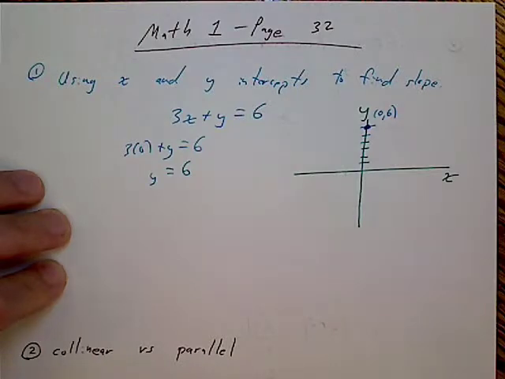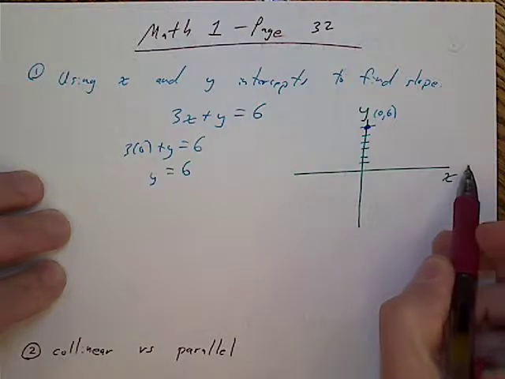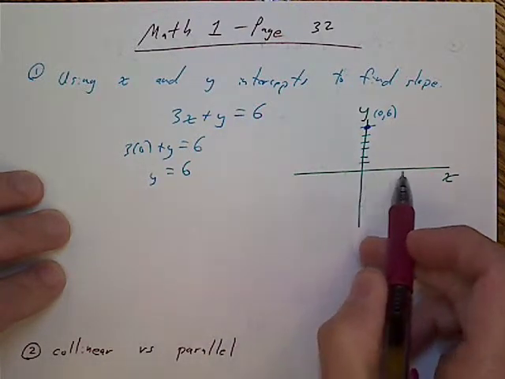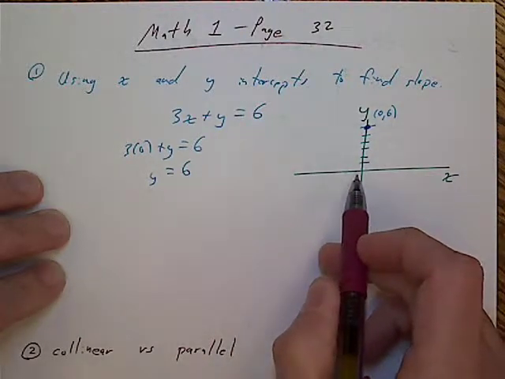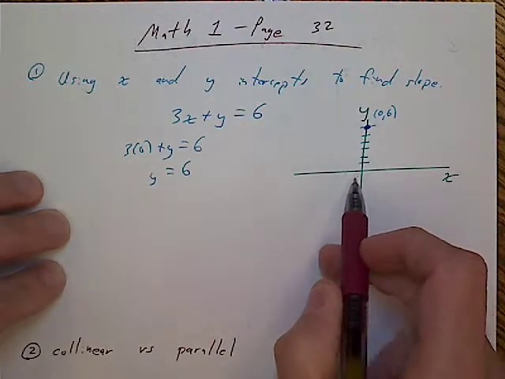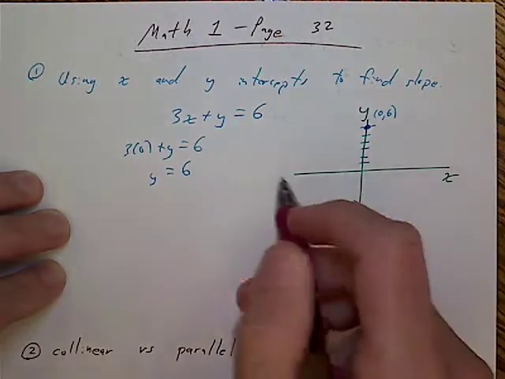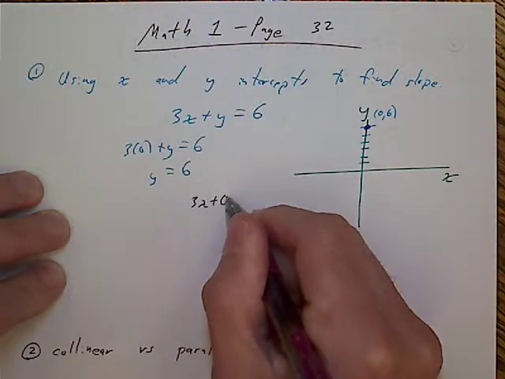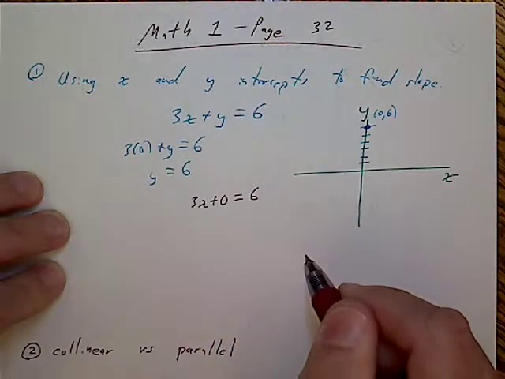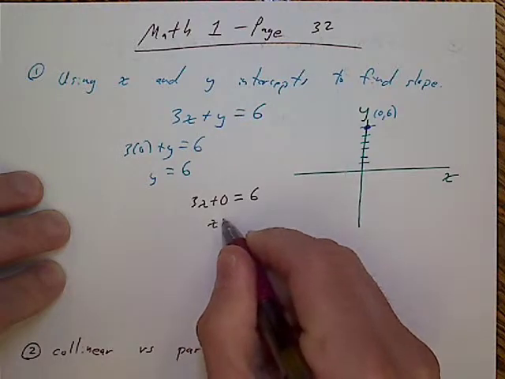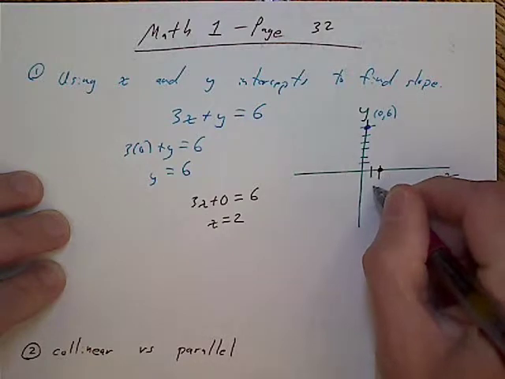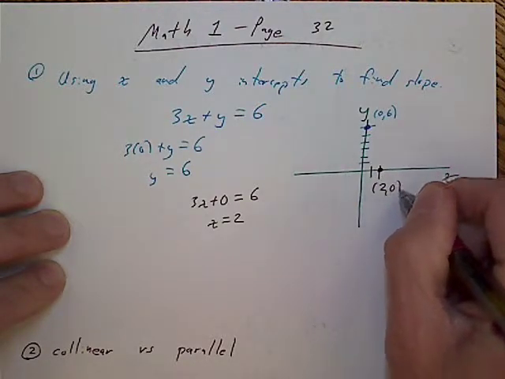We can find the x-intercept in the same way, because when I'm looking for the x-intercept, I'm looking for a point along the x-axis, but at every point along that axis, y has to be 0. Because remember, y is by definition the distance from the x-axis. So I can just come back up here, plug in 0 for y, 3x plus 0 equals 6. Solve this for x, dividing both sides by 3, and I'll find out that the x-intercept is 2. We've got a nice little point there, which is at (2, 0).